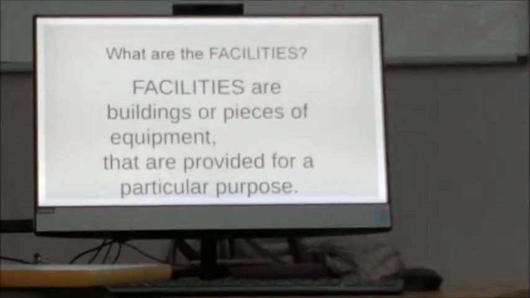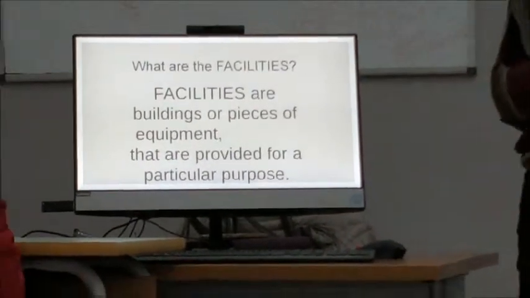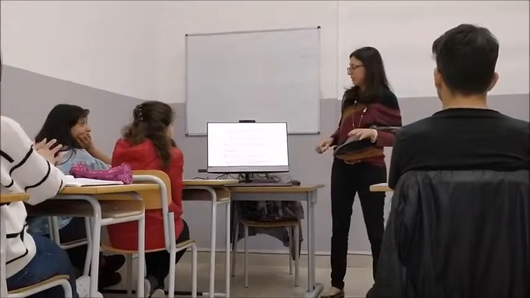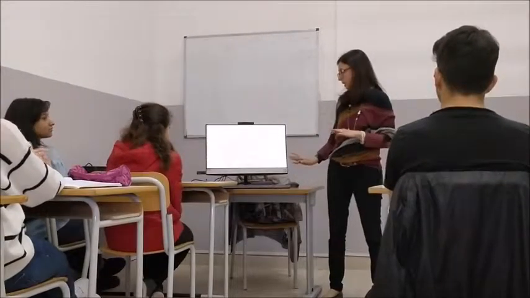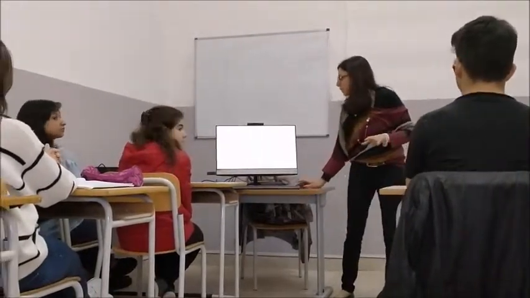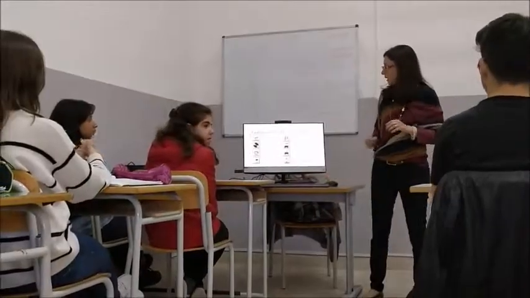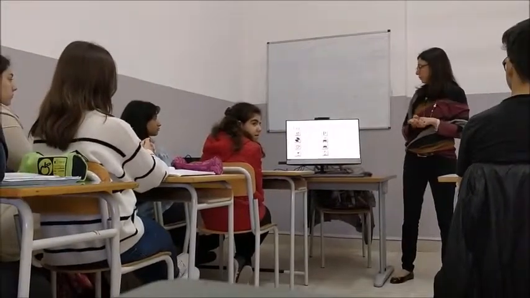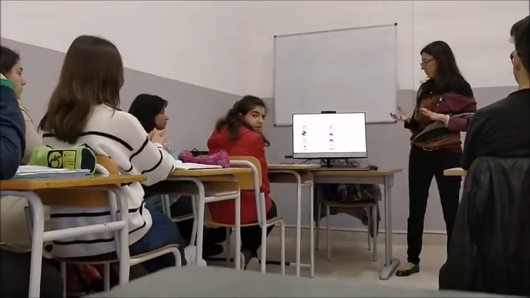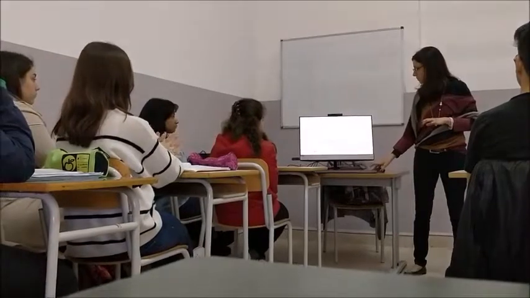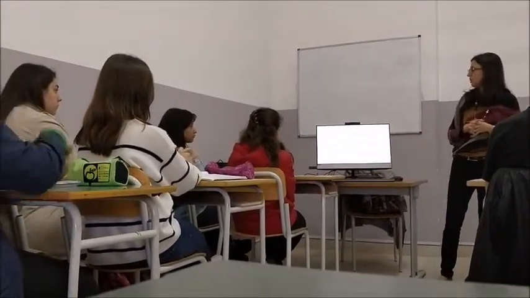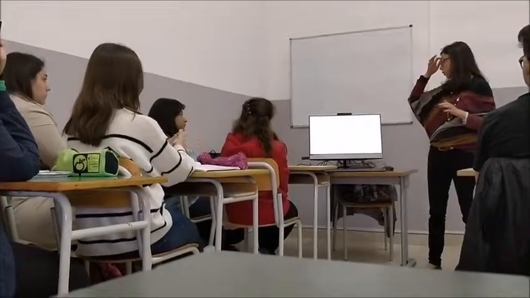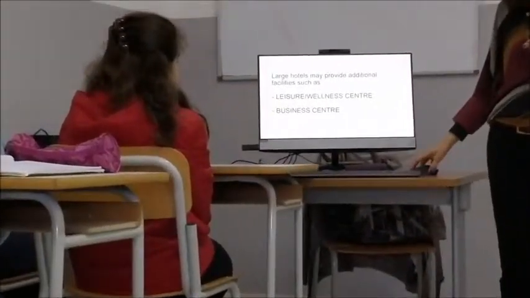If services are provided and done by people, on the other hand, facilities are things. They are buildings or pieces of equipment that are provided for a particular purpose. Examples of hotel facilities are restaurant, or parking, or the elevator. Large hotels may provide additional facilities that are, for example, leisure or wellness center or business center.